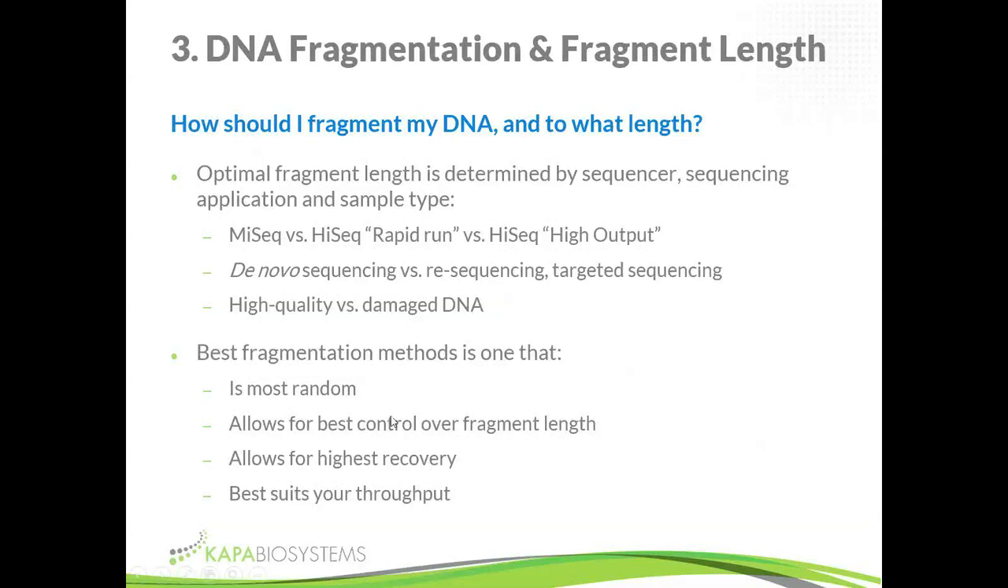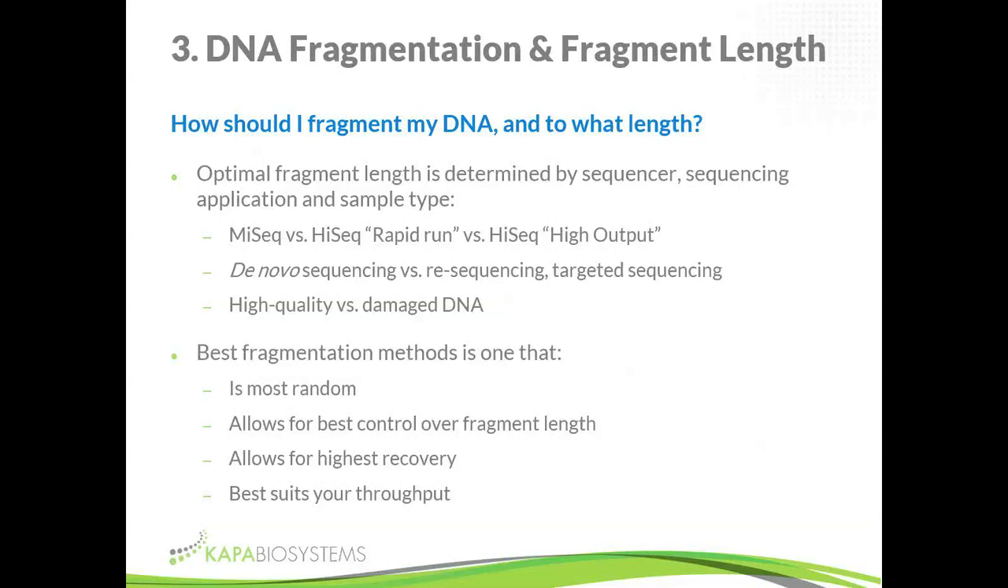But if the reality is that you have to make 1,000 libraries and it's just you and you don't have a robot, then you want to pick a method that best suits your throughput and your ability to process samples in a manner that's consistent. If you only have to make 8 libraries, it's very easy to do those. Be very meticulous. But if you have 1,000 libraries to make, you're going to see a lot more sample-to-sample variation between those, just because it's a lot of handling and a lot of possible variation as a result of handling steps.